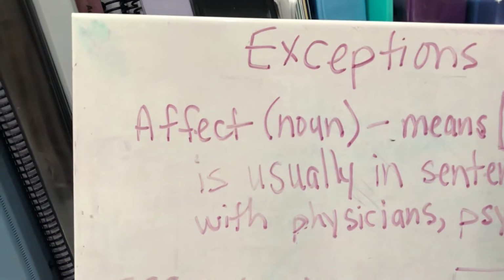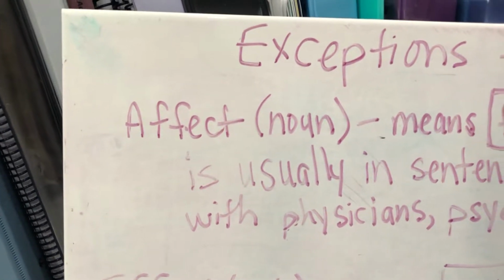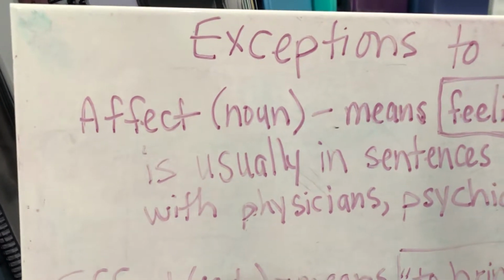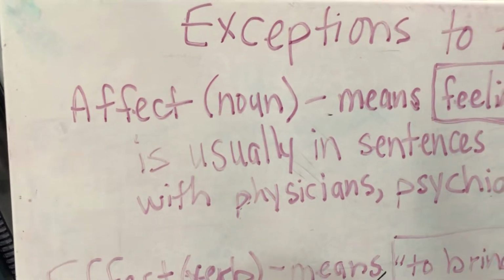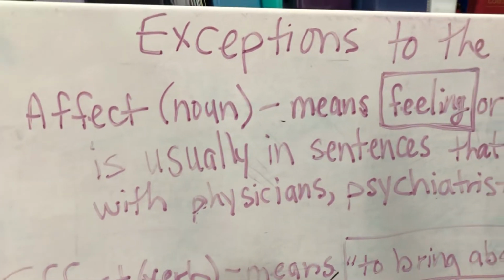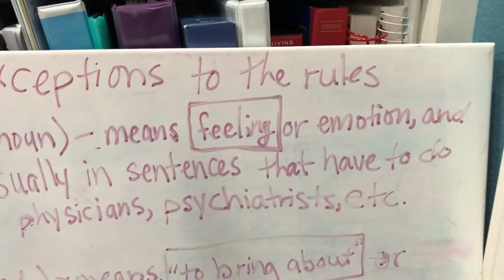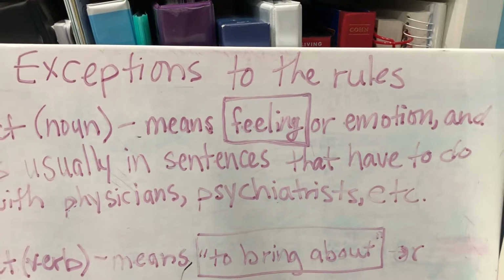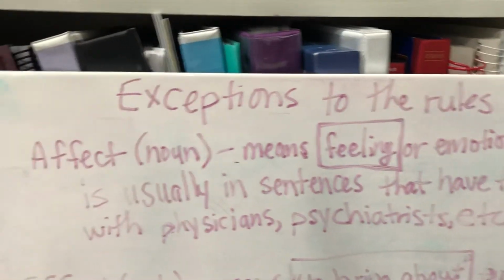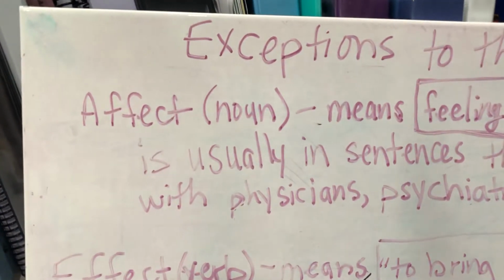A-F-F-E-C-T-I-V-E, so affective, can also be an adjective, like seasonal affective disorder. In that case, it's also AFFECT with the A at the beginning, because it's seasonal feeling disorder. We know that seasonal affective disorder, or SAD, has to do with depression, so it has to do with an emotion or feeling. So let me give an example.